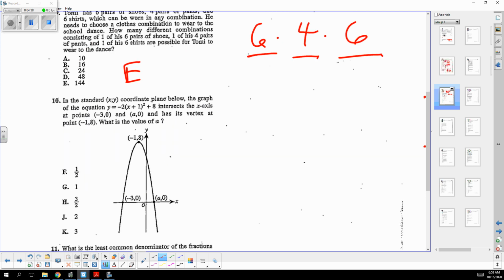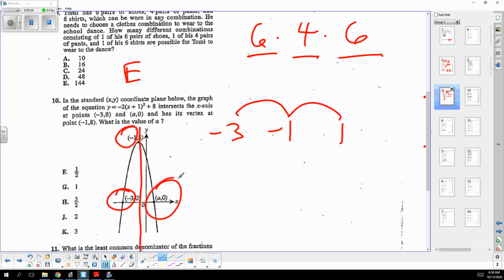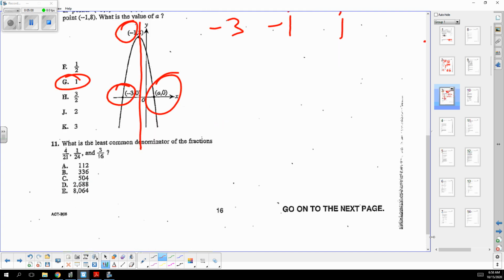This one is based on symmetry. The parabola is symmetric to that line through what's really the center or vertex of the parabola. So do you see how we move from -1 to -3? That's back to the line. So to get to the other 0, we move forward to answer G.